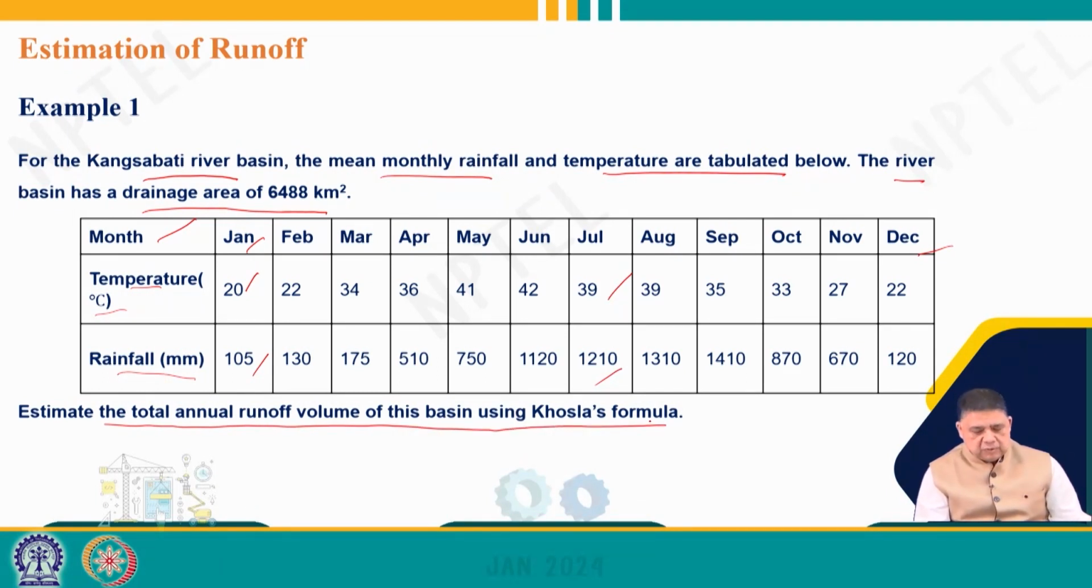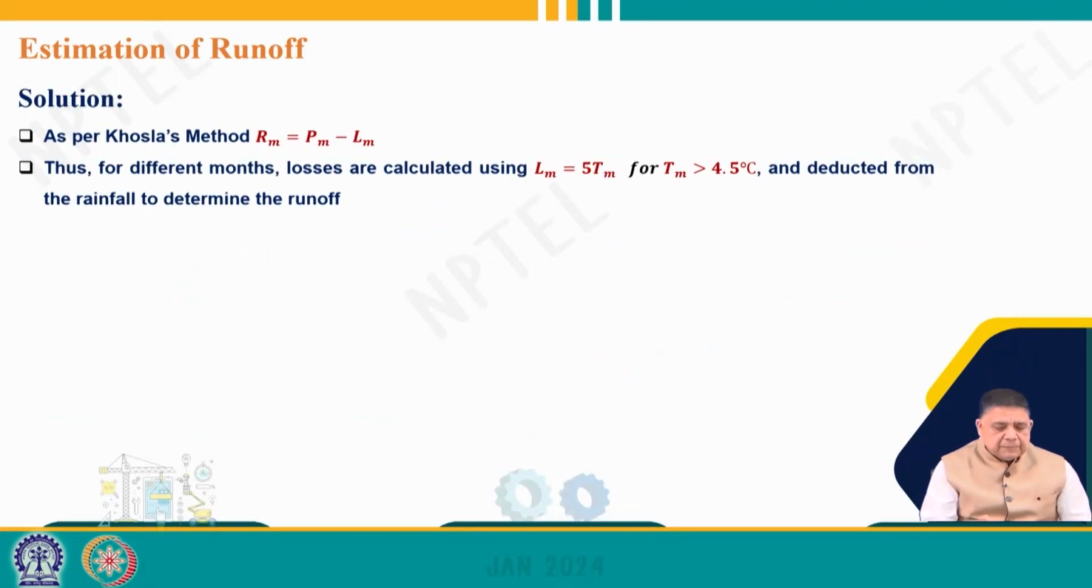So, we have to use Khosla's formula, and since monthly time step data are given, the equations which are meant for monthly estimation fit well. As per Khosla's method, RM is PM minus LM, that we know, where monthly runoff is monthly precipitation minus monthly losses. Thus, for different months, losses are first calculated using LM equal to 5 Tm for Tm greater than 4.5, and then they are deducted from the rainfall to determine the runoff.